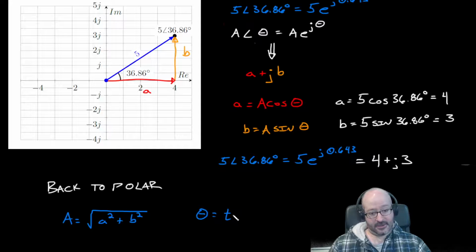And we need the inverse tangent. Right, because we get the opposite over the adjacent, and that's going to give us the angle. But I'm going to do an example where if you're not paying attention, you'll get the wrong angle. Okay, so that's B over A.